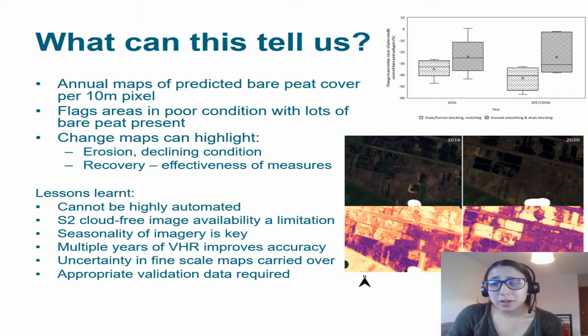Overall, we've learned a lot about the method through this work and its limitations. Working alongside our partners and their site teams throughout the project has been invaluable in understanding what is being picked up and how accurate our model predictions are. Through this process, we're narrowing down the conditions to best model bare peat, for instance, using only summer imagery to train, as well as make predictions, as well as using multiple years of VHR imagery in order to improve model accuracy.